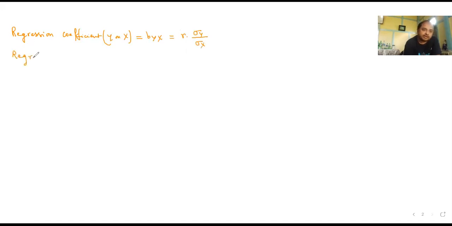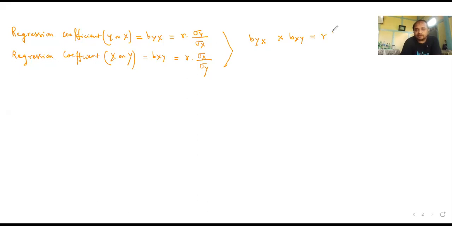The second coefficient is called the regression coefficient of x on y, and that will be bxy, which is r into sigma x by sigma y. And if you observe, you will see that if I multiply these regression coefficients together, what we are going to get is r square.